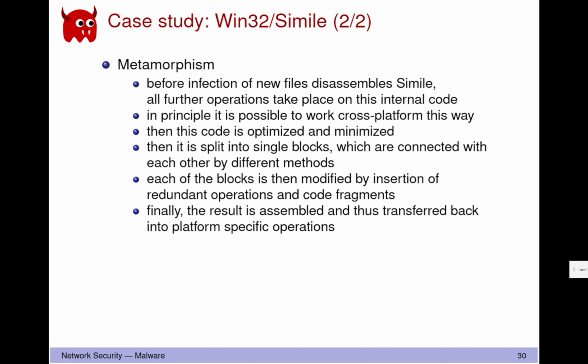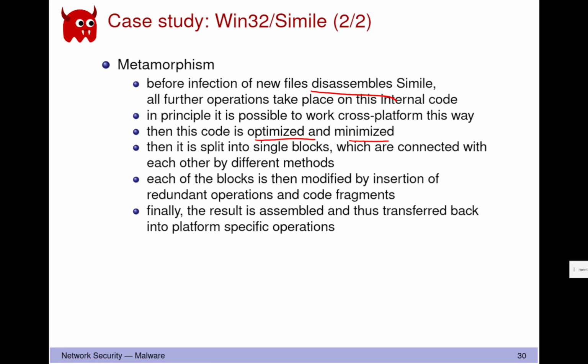Okay, so then we also have the elements of metamorphism inside. If you have a metamorphic virus, what you want to do is change your signature, how you look from copy to copy. So it disassembles itself, so it has some kind of code basis it can operate on. Then the code is optimized and minimized, so it tries to get rid of everything unnecessary that is not part of the core virus code. It's bloated anyway, so it is optimized and minimized to get to the original form.